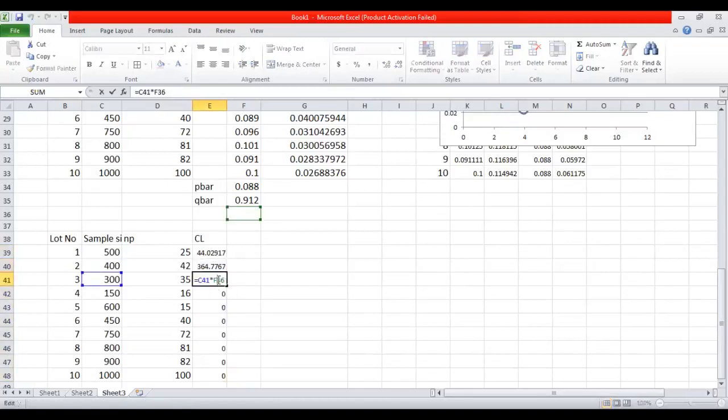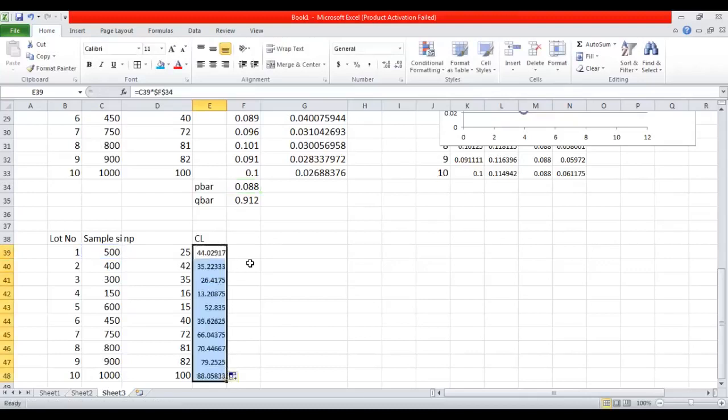Sorry, the P bar value I didn't fix here. N into P bar, this value should be fixed with the dollar symbol. So this value I'm going to fix and find out all the CL values.